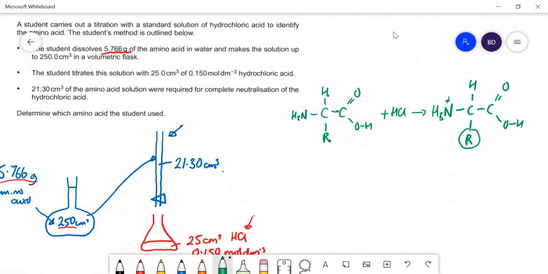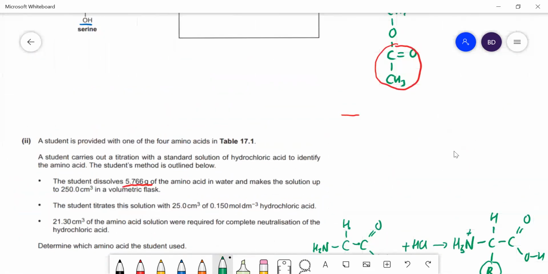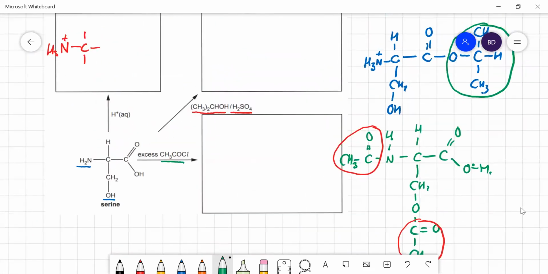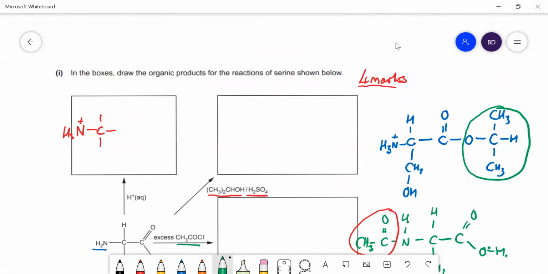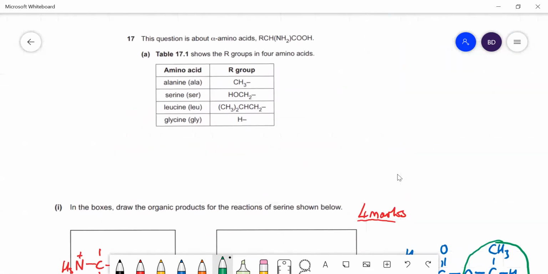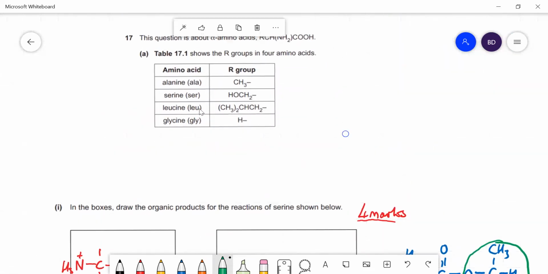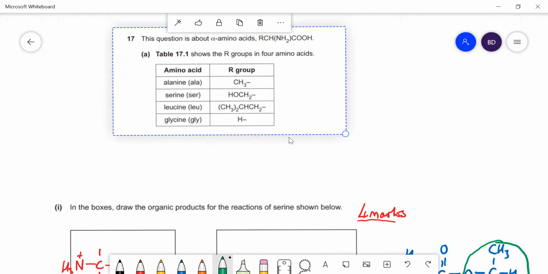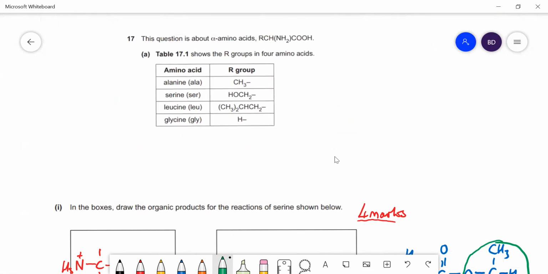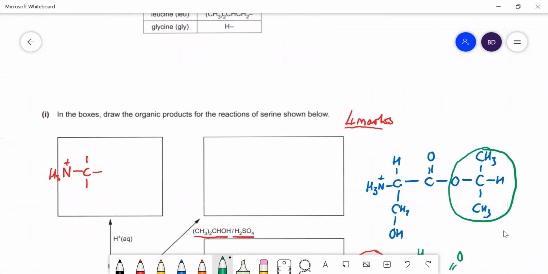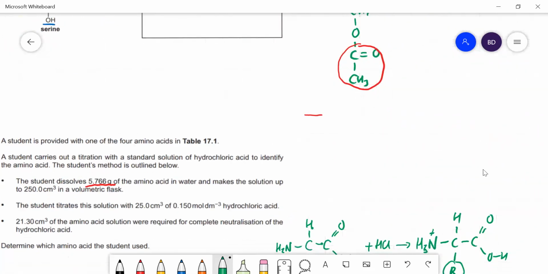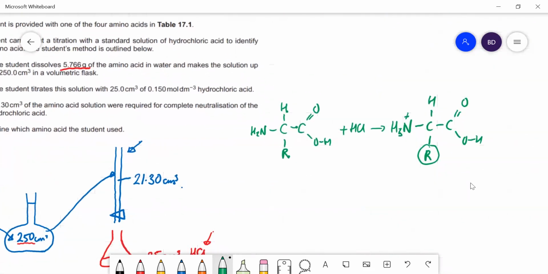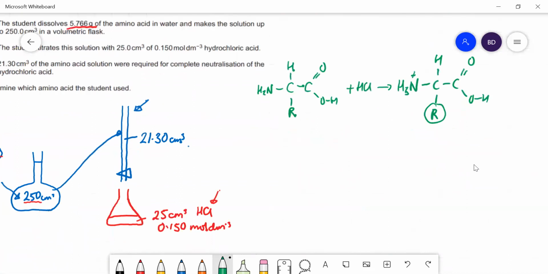So let's look at the original table again. I'm going to paste this original table. Okay, so the original table, here we go. I'll copy that. You can see that none of those R groups contain NH2, so they're not going to react with the acid. So it is a 1-to-1 ratio of the amino acid with HCl. Okay, so it's a 1-to-1 ratio.